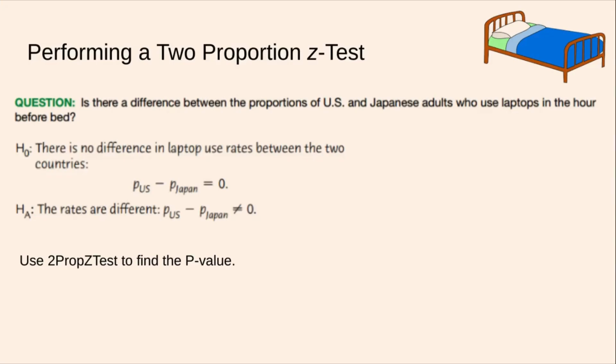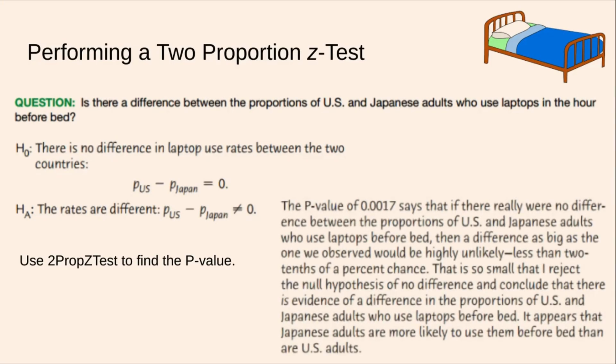So how shall we summarize our result? The book says the p-value of 0.0017 says that if there were really no difference between the proportions of US and Japanese adults who used laptops before bed, then a difference as big as the one we observed would be highly unlikely, less than 0.2% chance. That is so small that I reject the null hypothesis of no difference and conclude that there is evidence of difference in the proportion of US and Japanese adults who use laptops before bed.